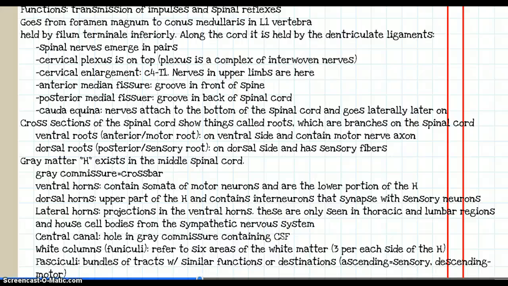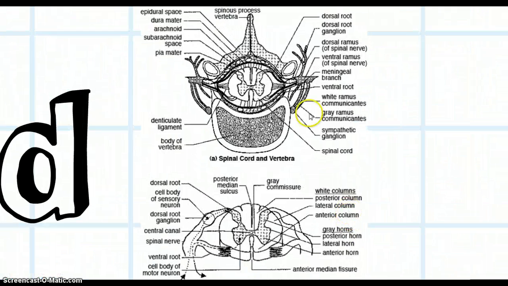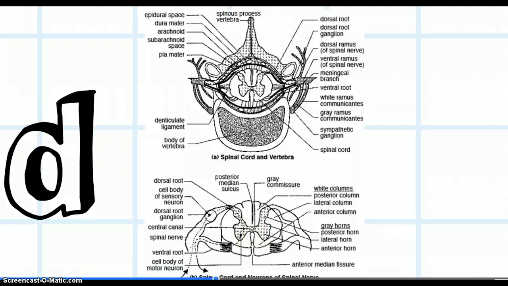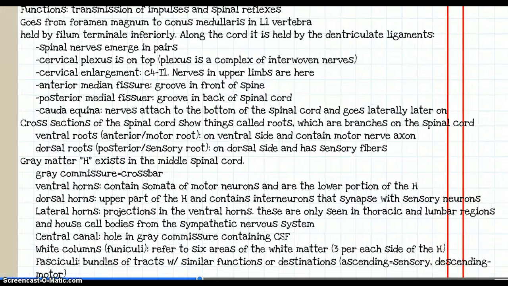So now let's talk about the central canal. The central canal is a very small hole in the gray commissure. You can see it right there. And that's where cerebrospinal fluid goes after the fourth ventricle. It can also go into the subarachnoid space.